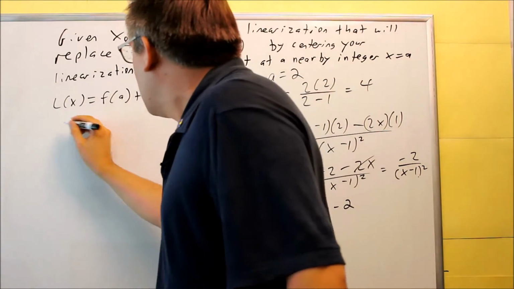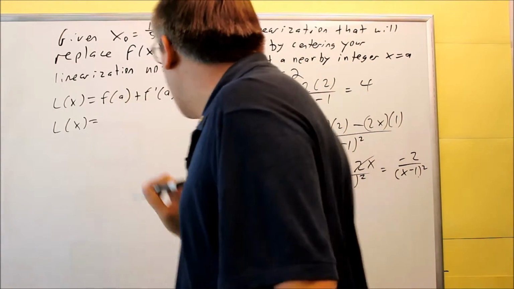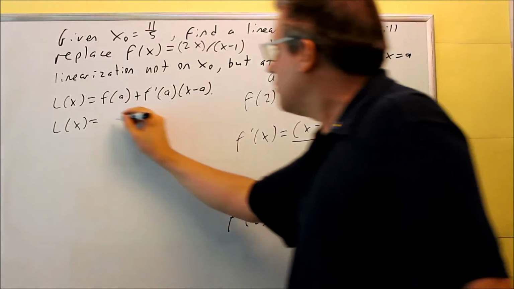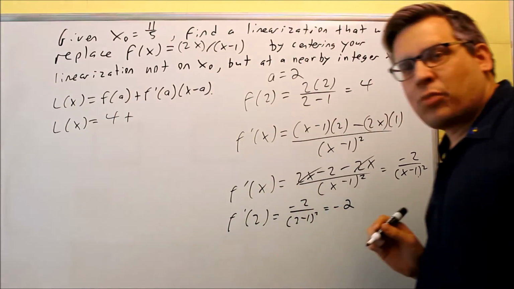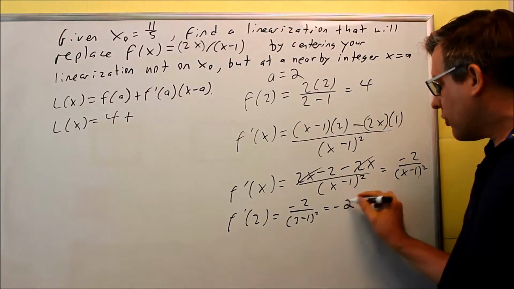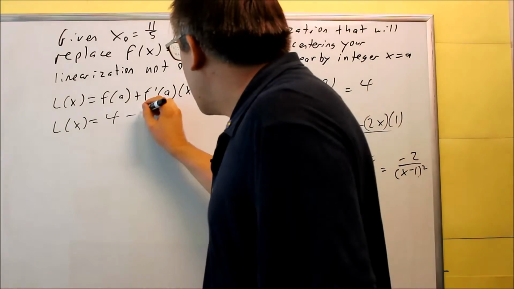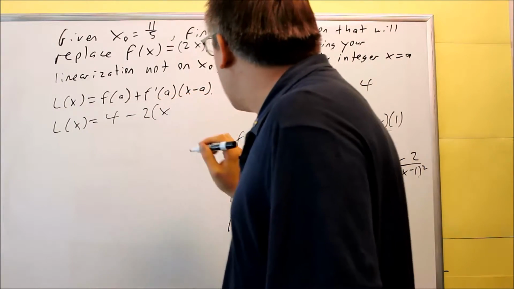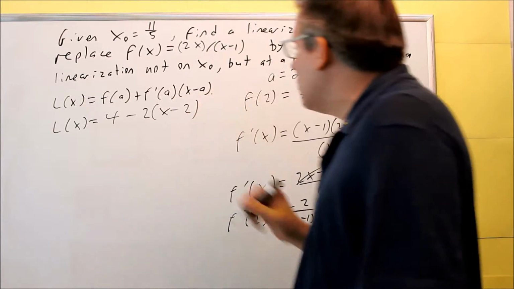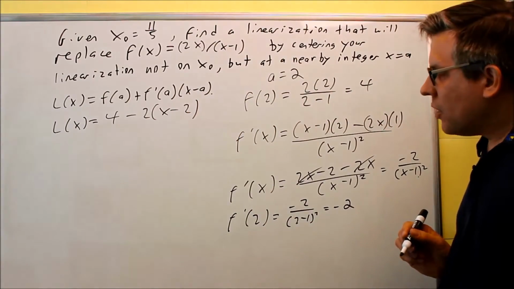Okay, so I have L of x is equal to f of a. F of a is 4, plus f prime of a. The derivative at 2, at our a value, that's negative 2. Okay, so again we'll do minus 2 here. X minus a, we're going to do x minus 2 on the inside there.